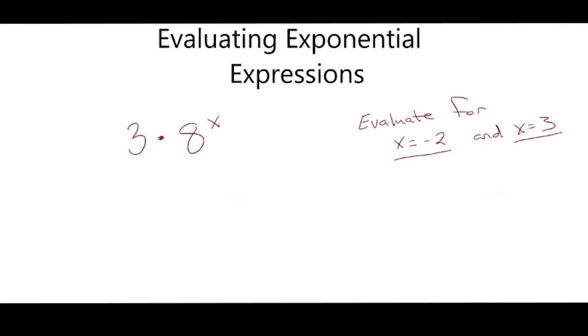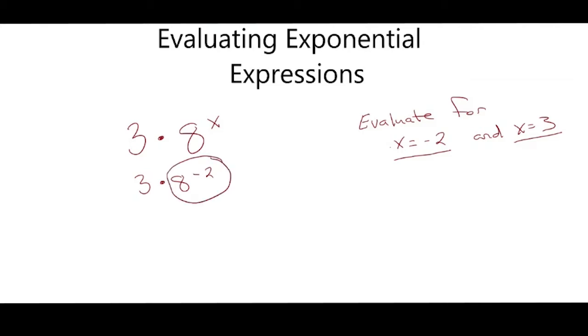So let's say I have the expression 3 times 8 to the x power, and we need to evaluate that for x equals -2 and x equals 3. So first I will plug in for x, I will plug in -2. So that gives me 3 times 8 to the negative second power. And remember, we always have to do exponents before multiplication, right?